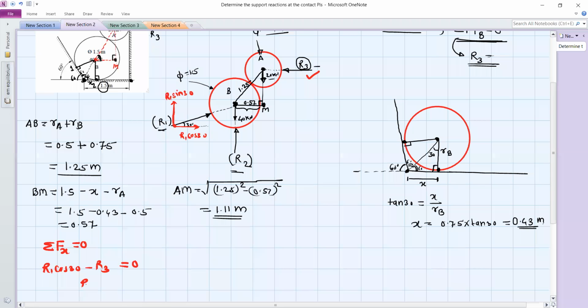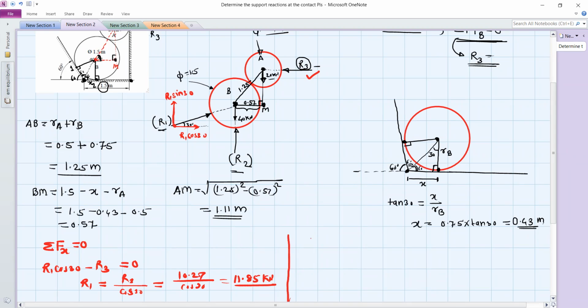So you will get the reaction R1 equal to R3 upon cos 30, and R3 we have just calculated, it is 10.27 upon cos 30. So this is 11.25, sorry, 11.85.